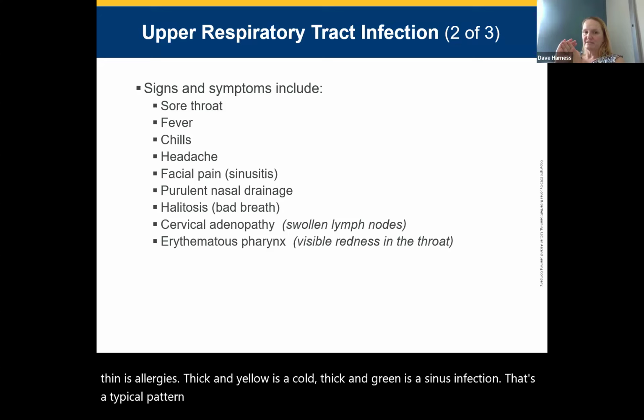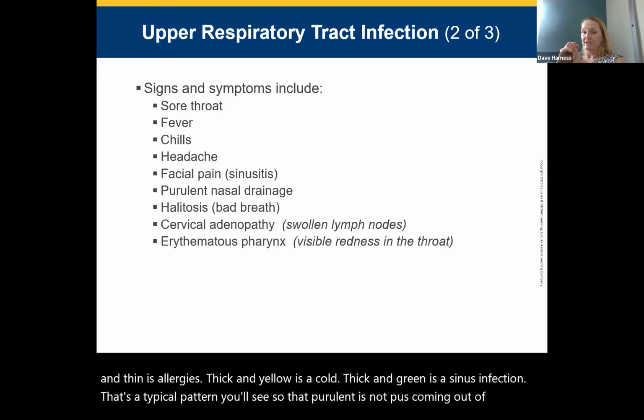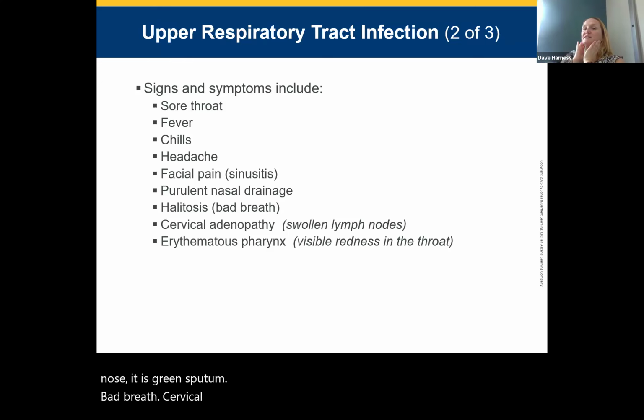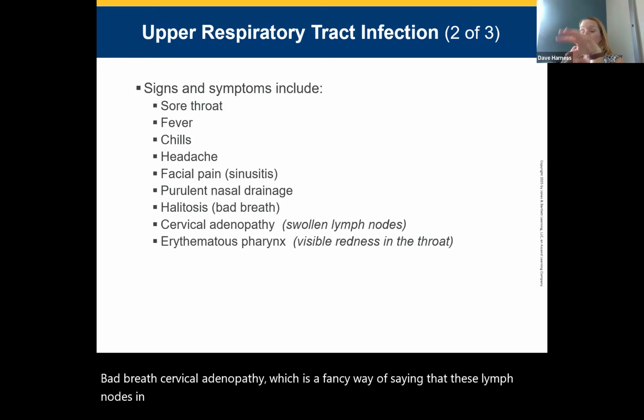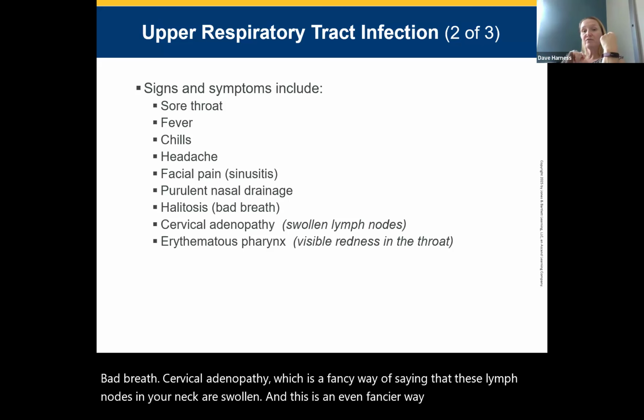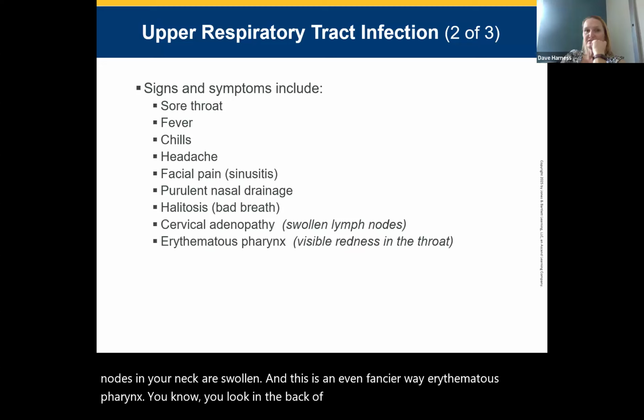So that purulent is not pus coming out of your nose. It is green sputum. Bad breath, cervical adenopathy, which is a fancy way of saying that these lymph nodes in your neck are swollen. And this is an even fancier way, erythematous pharynx. You look in the back of your throat and it's red. That's what that means.